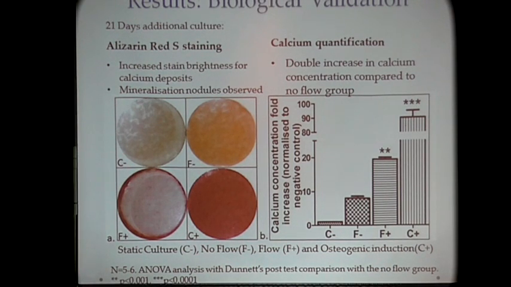21 days later, enhanced mineralization is seen in the flow group in comparison to no flow, and quantifying the calcium content of that matrix, there's a 2-fold increase in calcium in comparison to no flow, therefore validating my model, that even at physiological magnitude of mechanical stimulation, I have stem cells differentiating into bone cells and actually producing bone matrix.